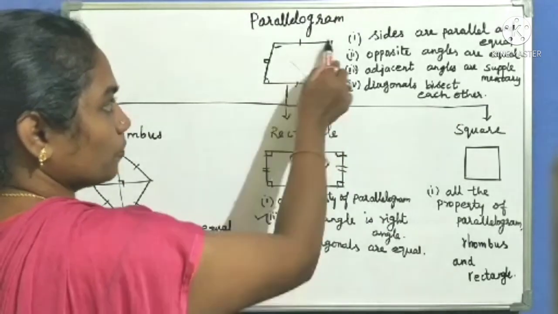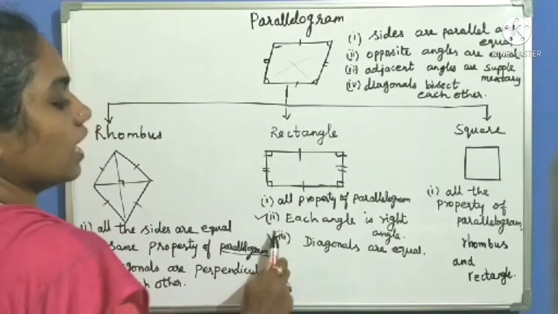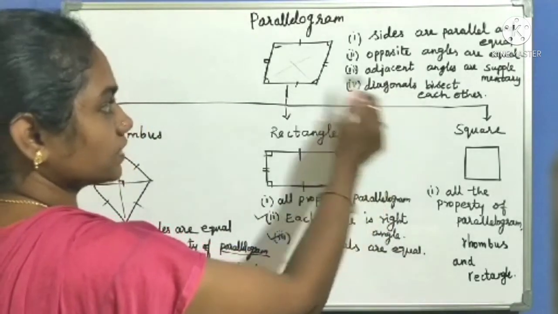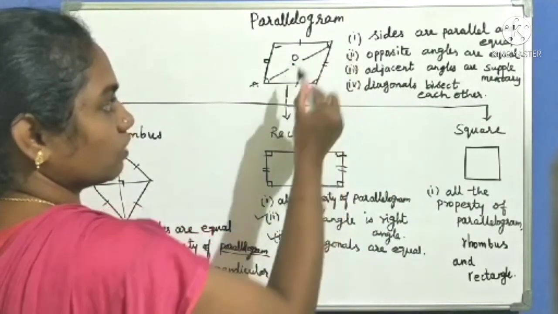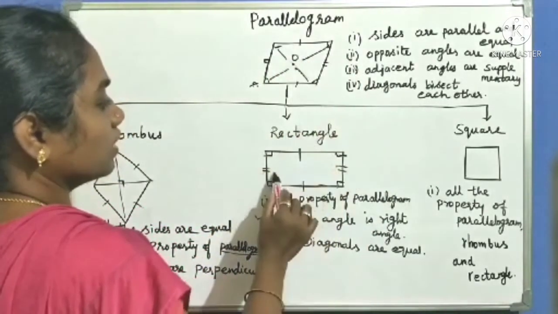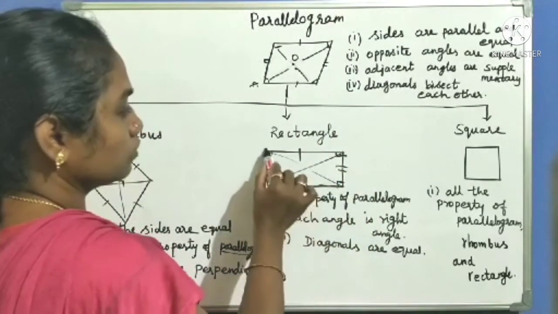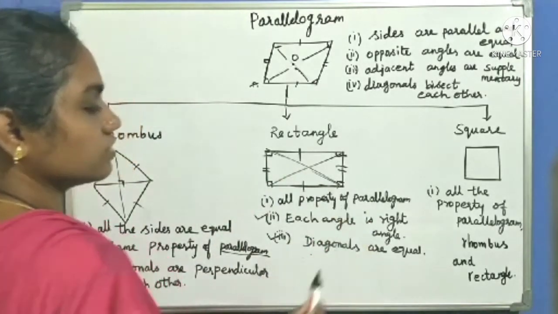In a parallelogram, opposite angles are equal, but here all the angles are equal, and the diagonals are equal. The diagonals bisect each other, that means this part and this part are equal, this one and this one are equal. Here the two diagonals are equal. They bisect each other and the diagonals are equal.